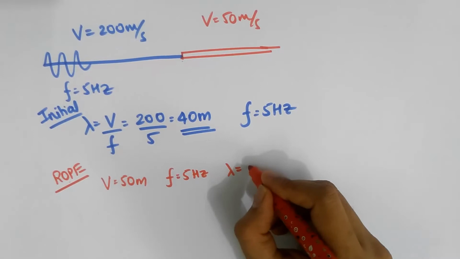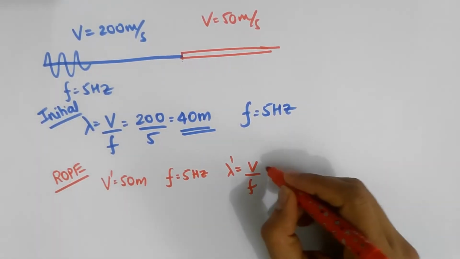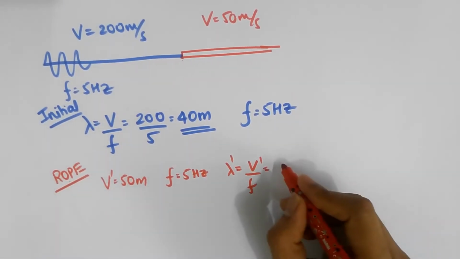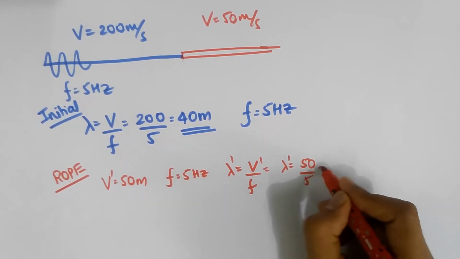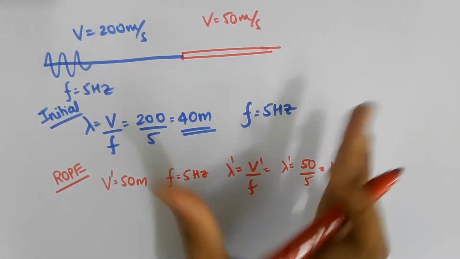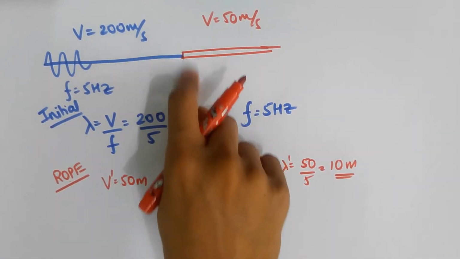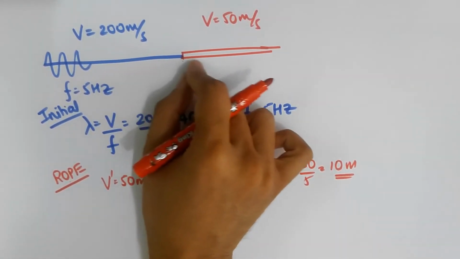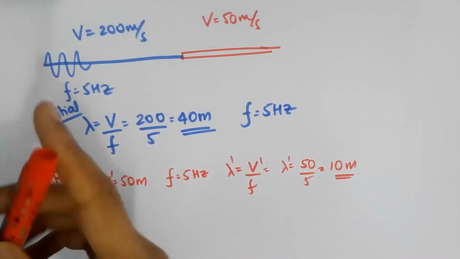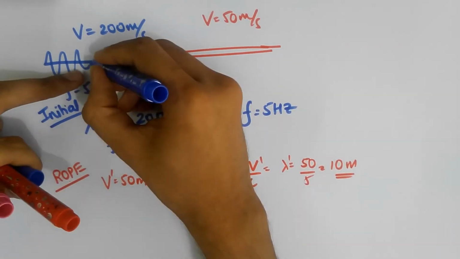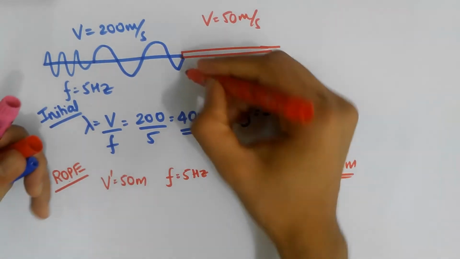So what changes is the wavelength. I'm going to put a dash on this. Alright, so lambda is going to be 50 divided by 5, that's 10 meters. So the wavelength shrinks now. And the reason wavelength shrinks is because the frequency is the same, so oscillations are coming in, but the wave is not moving very fast. So the wave is moving very slowly. I did not draw the wave properly, but if the wave is over here this way, once it enters, the wavelength will shrink.